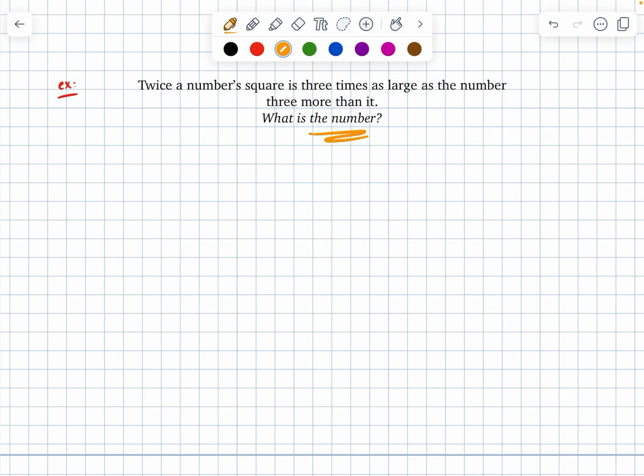And stop. Once again, I need a number. I'm going to call that number n. You can call it z, you can call it k, you can call it w. I don't care. I'm going to call it n. From here, let's do some translation.